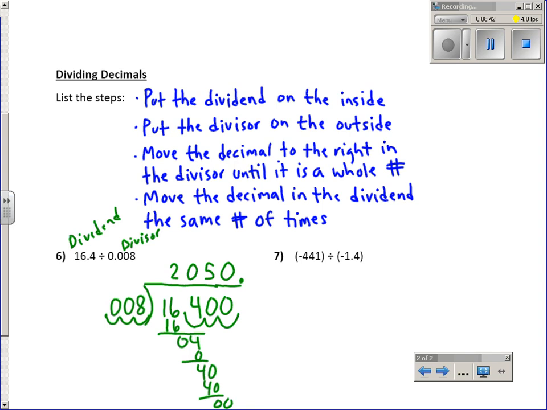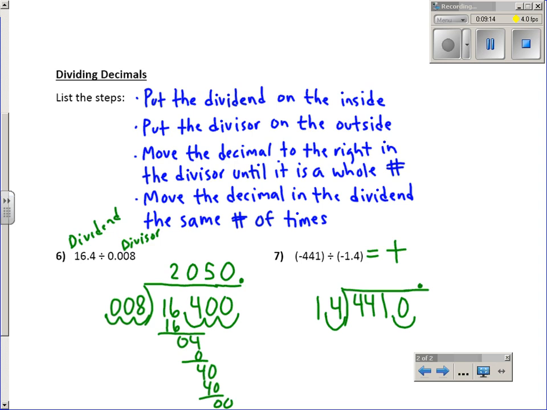All right, problem 7 here. We've got a negative 441 divided by a negative 1.4. The rules that we listed with multiplying signed decimals apply here. So negative divided by a negative means our answer is going to be a positive. 441 is our dividend, so that's what goes on the inside. And then the 1.4 goes on the outside. We have to move it over one place there.